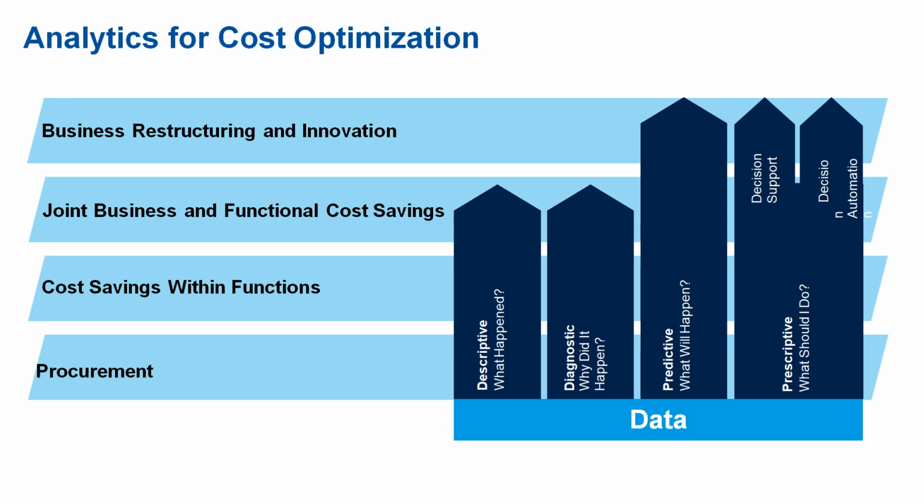And getting into the analytics for cost optimization, what is analytics, and what am I really going to get out of it? The first thing, as we already discussed, is that there are 4 layers from low to high: first I will look at procurement, second cost savings within functions, then joint business and functional, and business restructuring. So what is in this data analytics, what will I do?